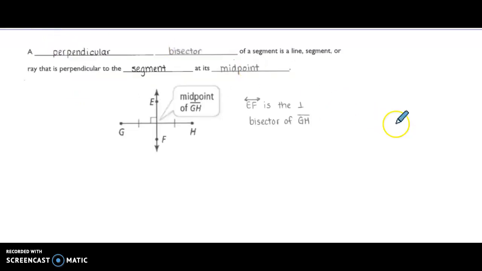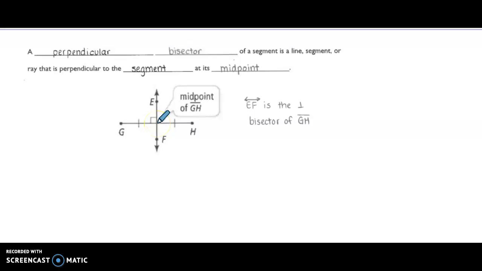Perpendicular bisector of a segment is a line, segment, or ray that is perpendicular to the segment at its midpoint. Okay, and so EF is the perpendicular bisector of GH because it splits GH, the segment, into two congruent parts. That's why you have these tick marks here. Also, it's 90 degrees, a right angle. And so this intersecting point is called the midpoint, which I think we covered in 1.7.